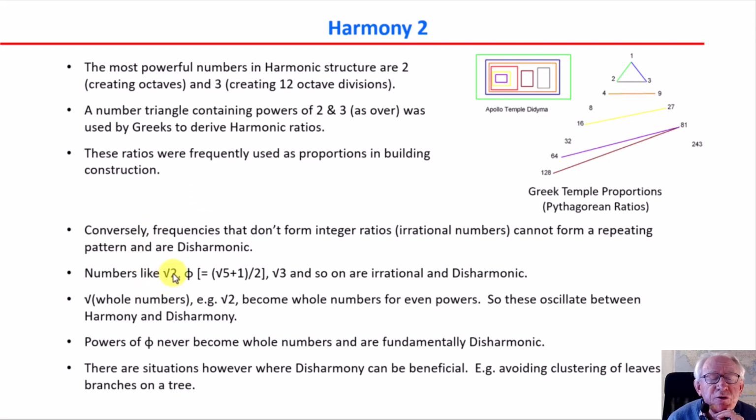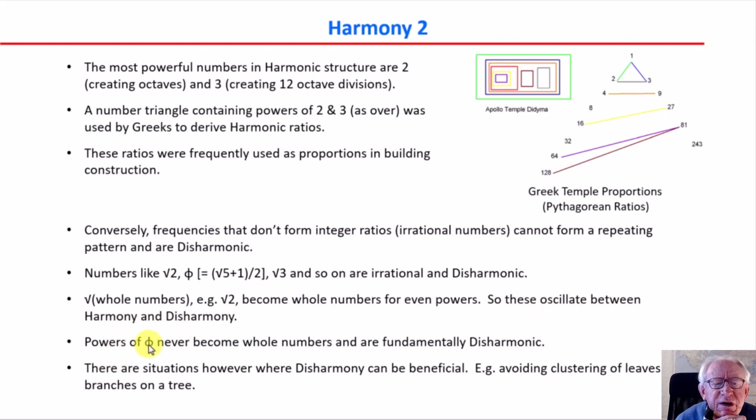Now, numbers like the square root of 2, the square root of 5, which is an expansion of the square root of 5, and the square root of 3 cannot be expressed as ratios between whole numbers. They're referred to as irrational, and as a consequence they are disharmonic. The square root of whole numbers like 2, 3, 5 and so on becomes a whole number for even powers. In other words, if we take the square root of 2 and multiply it by the square root of 2, we get 2, which is highly harmonic. So these numbers oscillate between harmony and disharmony.